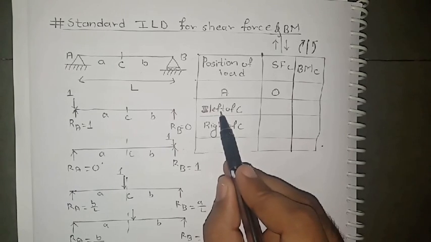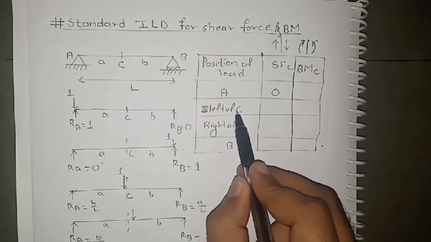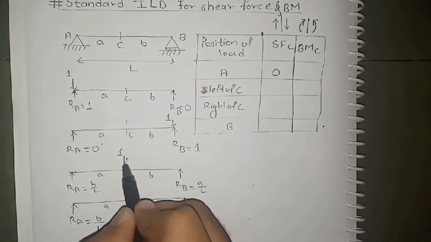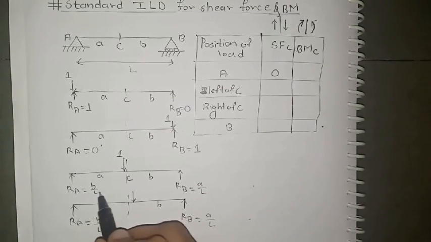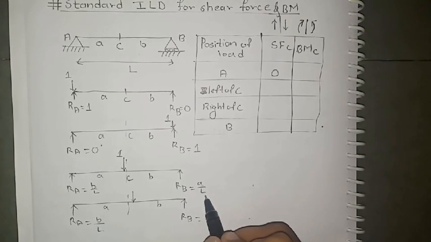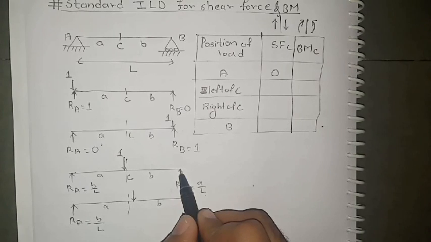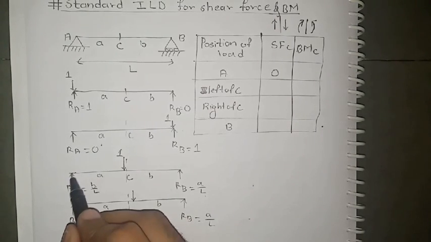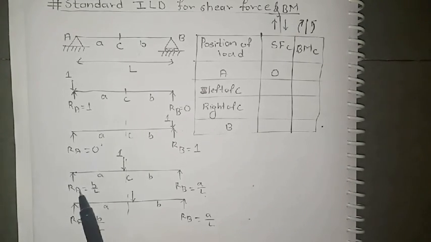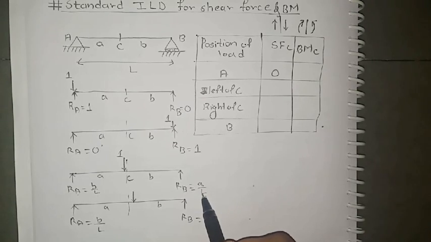Next case, when the position of the load is just left of C. In this case, the reactions will be B by L and A by L. How did we find the reactions? We take the moment at support B and at support A, and then we get the values of Ra and Rb. Ra will be B by L, Rb will be A by L.